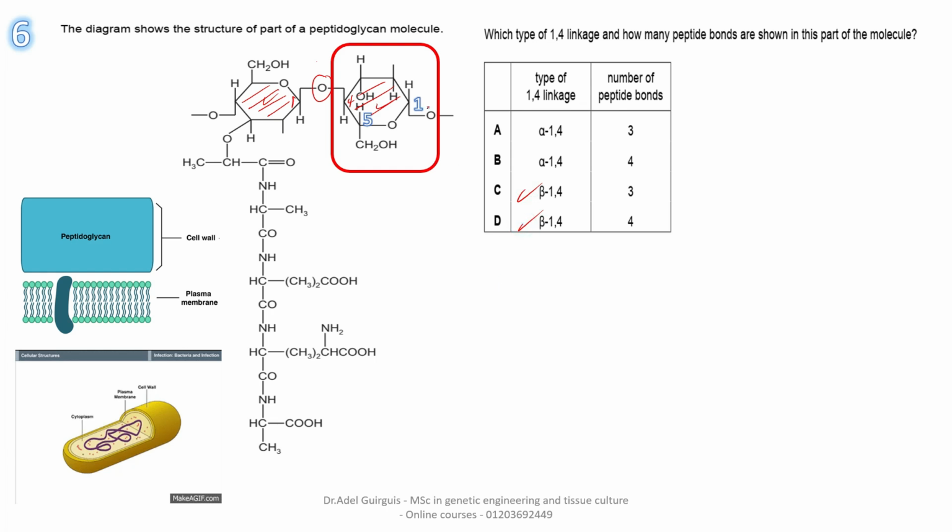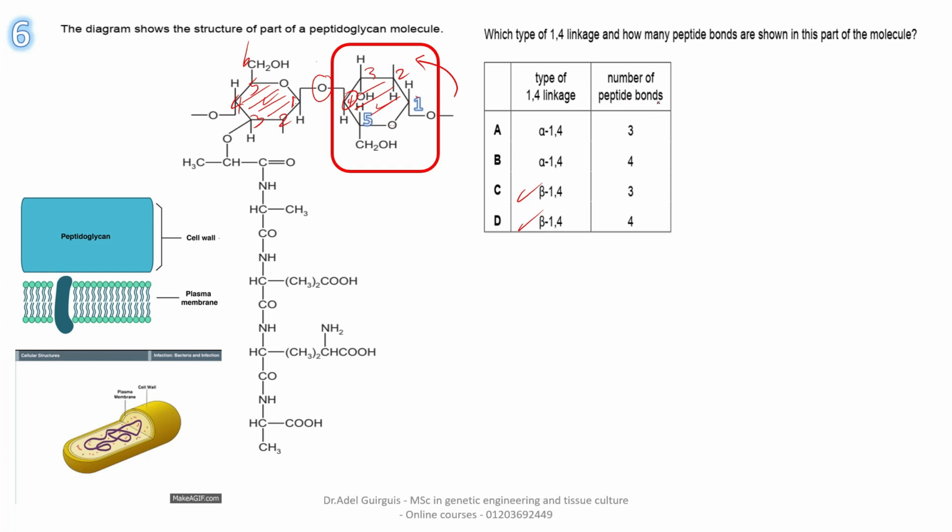Look, as we learned before, the O atom here links carbon number 1 and 5. So our numbering of carbon atoms goes anti-clockwise: 1, 2, 3, 4. For this part, 1, 2, 3, 4, 5, 6. So the link is called a beta 1,4 glycosidic bond. What about the number of peptide bonds?